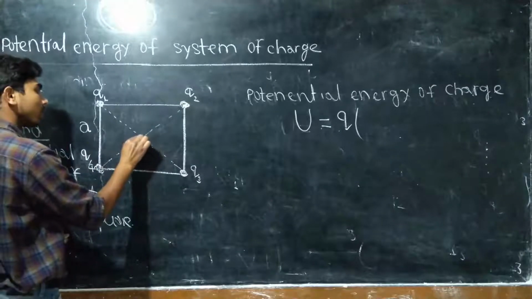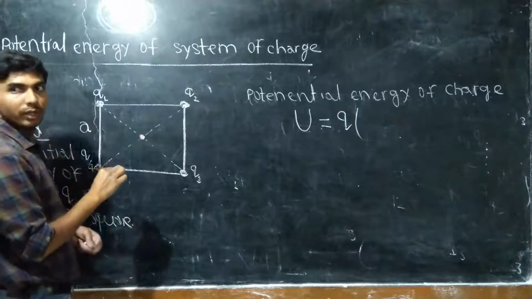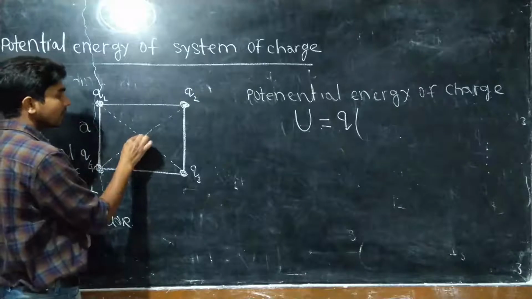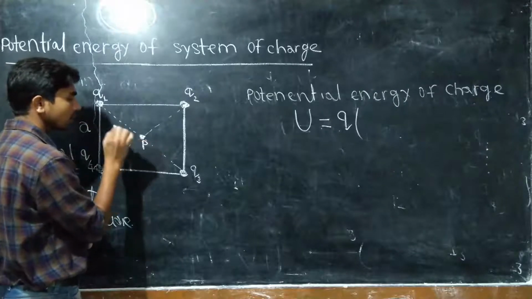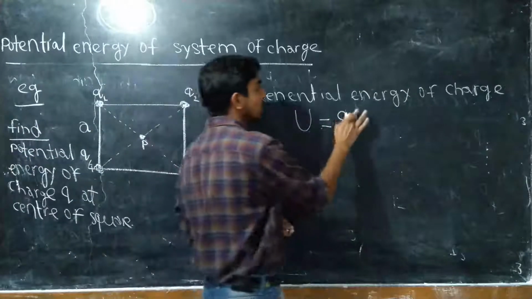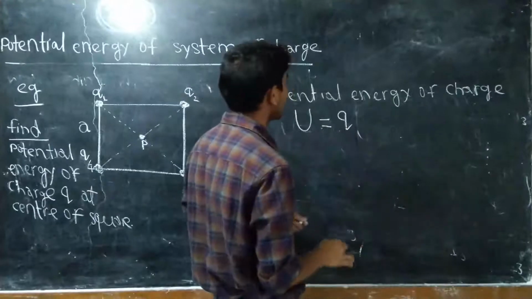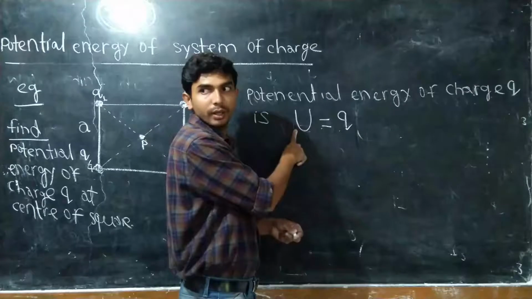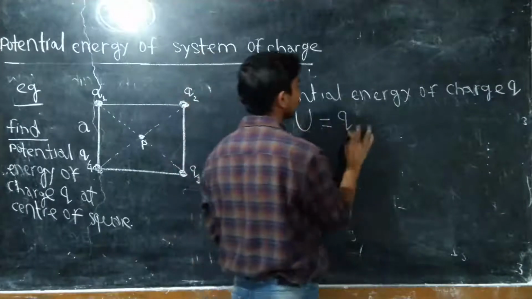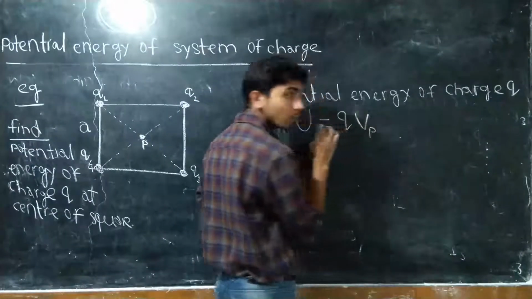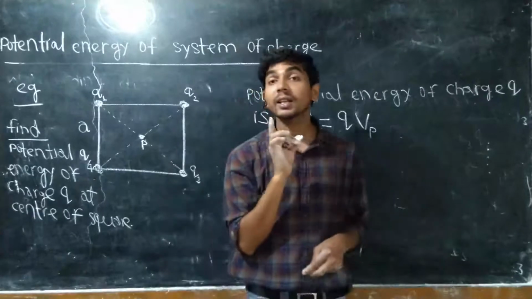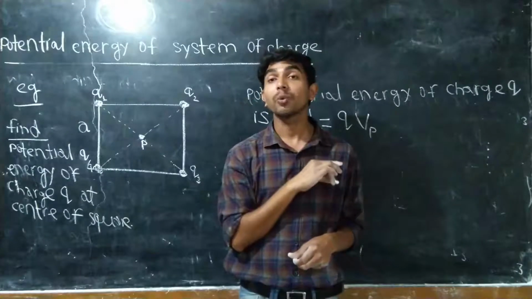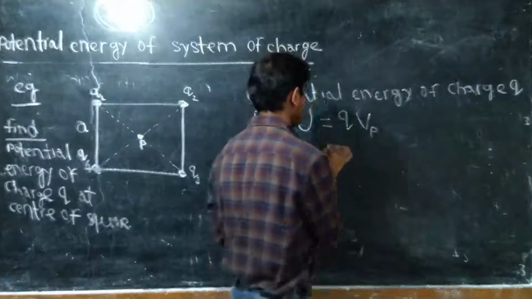So we have to find the potential at this point. Suppose this is your point P. So we can write here that the potential energy of charge Q is U, and this U is equal to Q into Vp, where Vp is the potential at that point, the potential of point P.